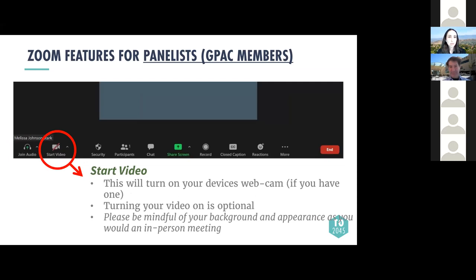It's an option to have your video on. At some point, this meeting will be up on Facebook, and so it's completely up to you if you'd like to have your video on. You can turn it on by clicking this button here and turn it off again by clicking the same button. Just be mindful of any background or any folks that are in the background.